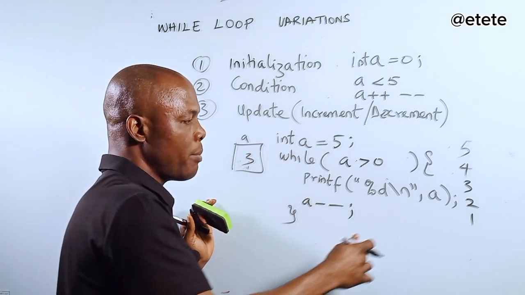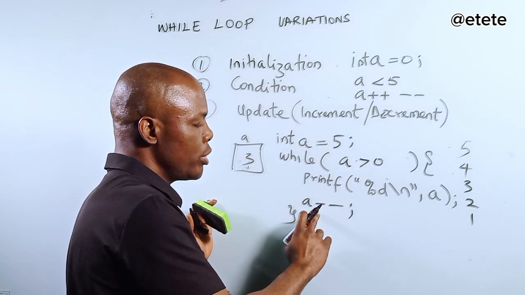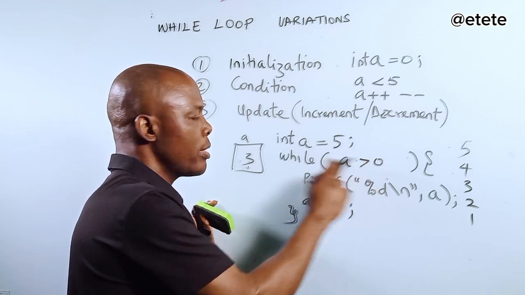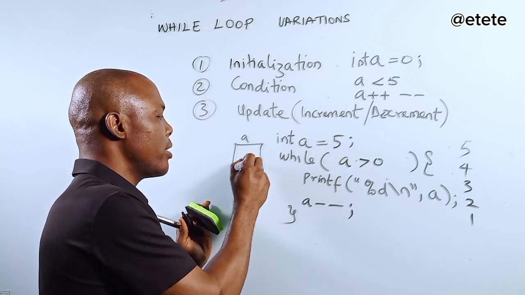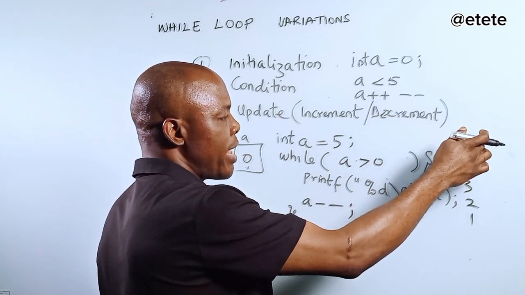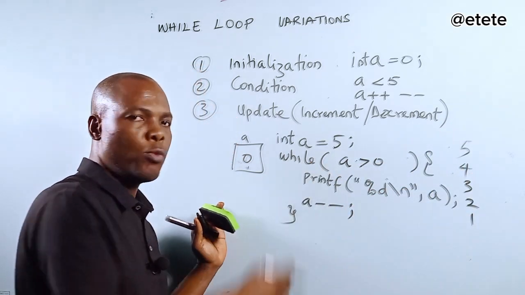It will repeat the same step until it reduces this one to 0. So A is greater than 0. At that point, A is now 0, so A is not greater than 0. It will come out of the loop. So it has printed out 5, 4, 3, 2, 1. That is what this will give you.